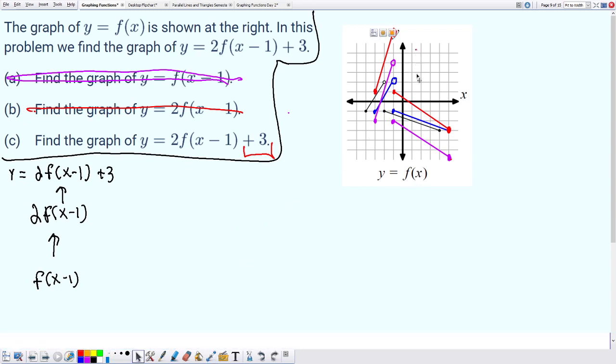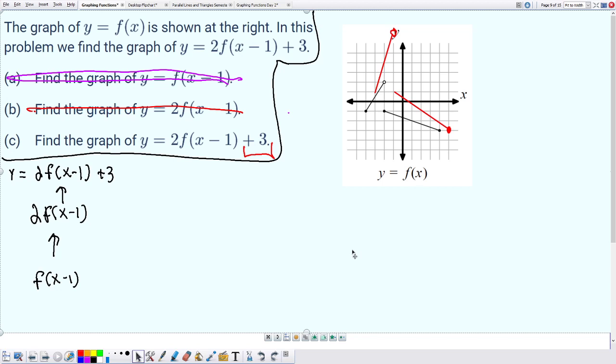So that function I just put in red, I'll get rid of all the other ones so we can see clearly, is our final answer. And it looks just about right. It looks twice as big as the other lines. It looks like it has been shifted over 1 to the right and has been shifted up 3 spaces. That is a job well done.